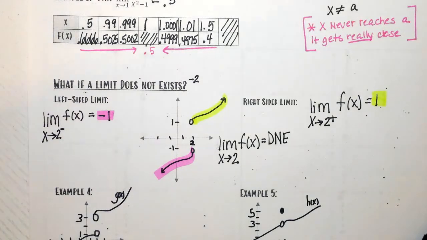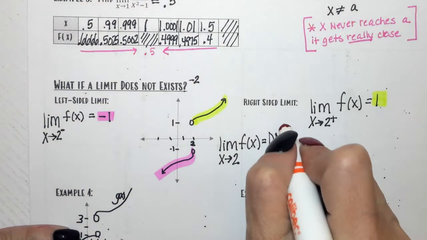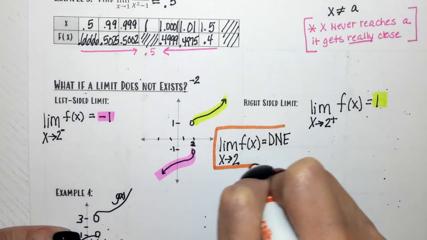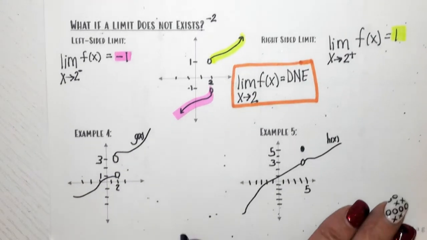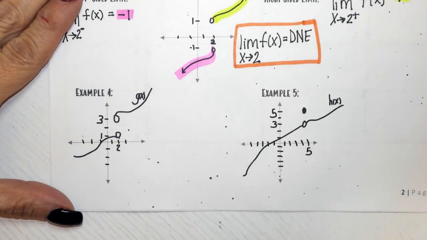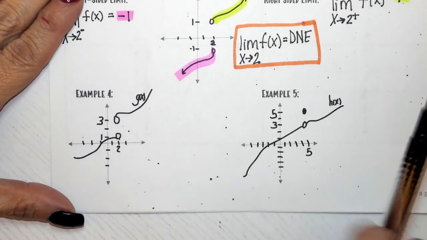I wished I had another color, and I don't think I do. I do have a red marker, an orange marker. I didn't know what color this was. I'm going to put it in orange right there. So the limit does not exist. Okay, so I've got 2 examples down here for you to try. Here we go. Example 4 and 5.